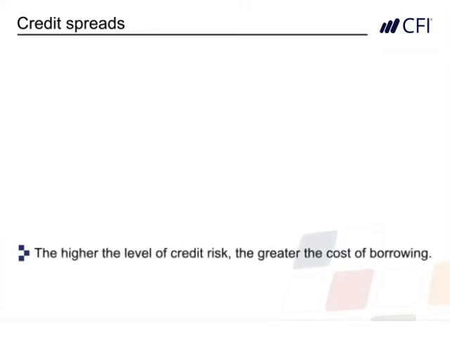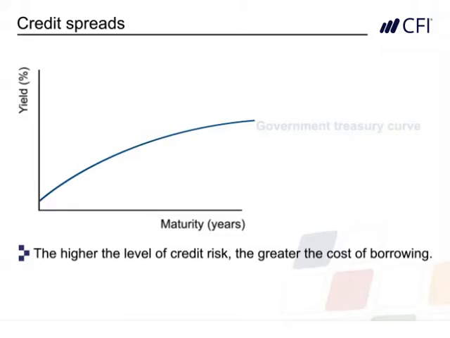Yield curves are determined by current interest rates and the credit risk of those borrowing money. The higher the level of credit risk, the greater the cost of borrowing. Here we have the yield curve for US Treasuries. They have minimal credit risk and hence a low yield curve.